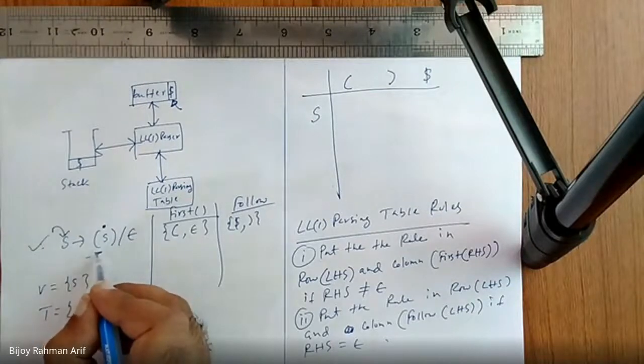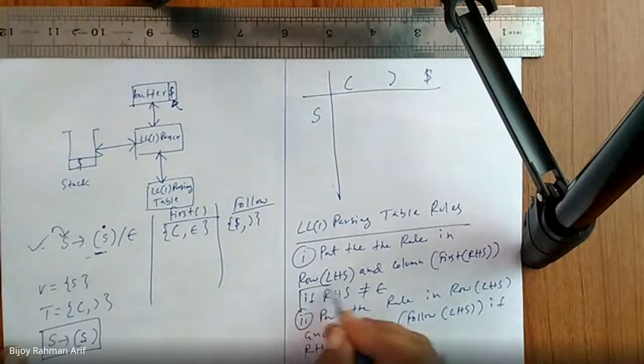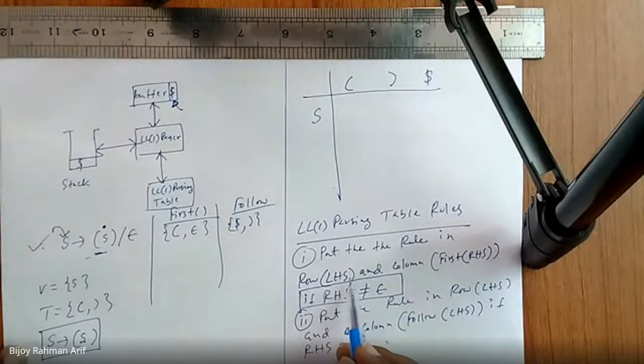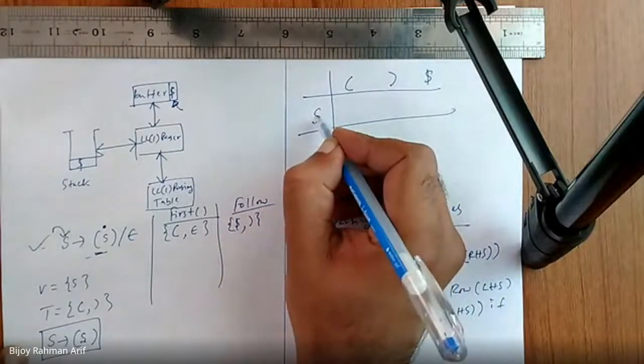Let's take the first one. What is the first production? S derives this one. Yes, this is the first production. So why should I put this one? The right hand side is not epsilon. The first rule says put the rule in row of LHS. So what is the LHS? S. So we have to put it in this row.